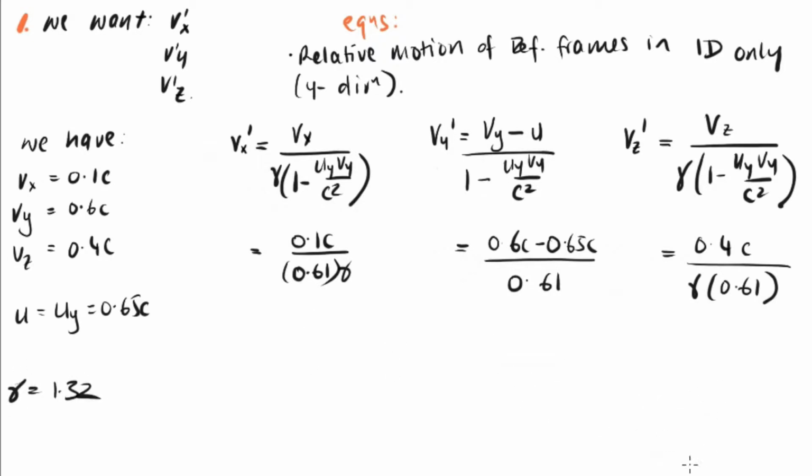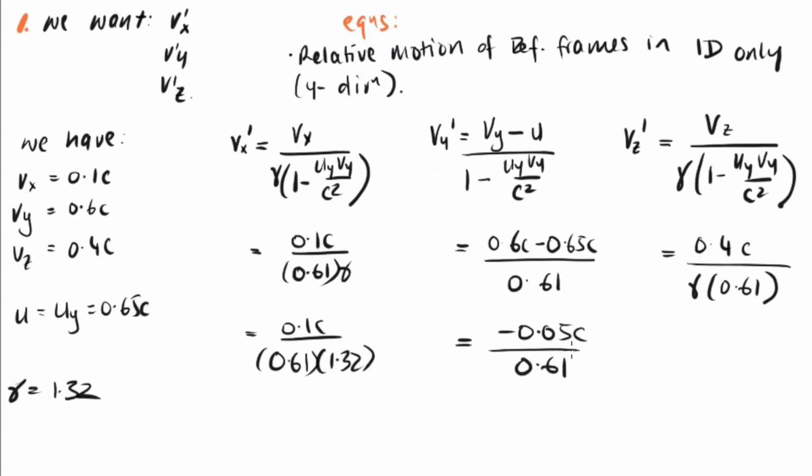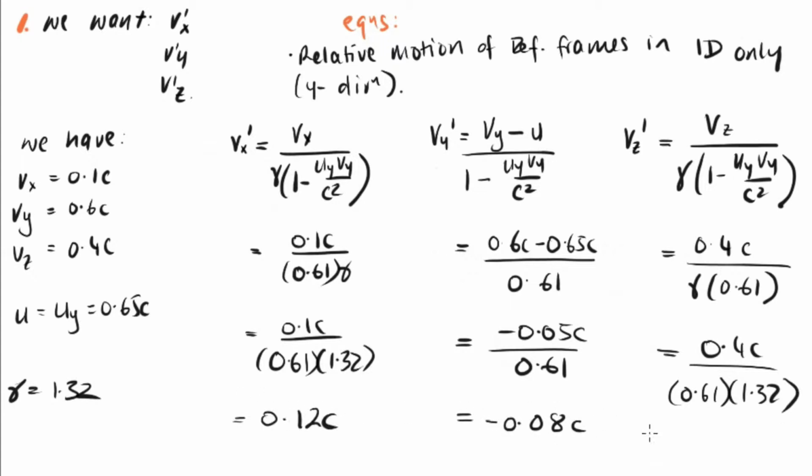Now we can just substitute all of our values into our Lorentz transform equations, and we find that Vx dash is equal to 0.12 c, Vy dash is equal to negative 0.08 c, and Vz dash is equal to 0.5 c.